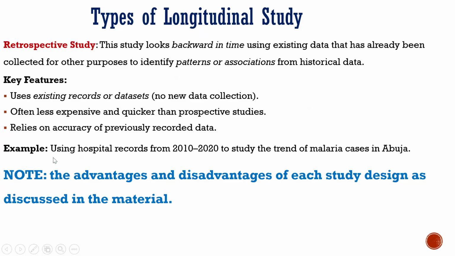Okay, so an example is using hospital records from 2010 to 2020 to study the trend of malaria in a particular city. So these are the major three types of longitudinal study: we have the panel, the cohort, and then the retrospective study. What I want you to note is to know the advantages and disadvantages of each study design as discussed in the material. As you can see, I did not put the advantages, but I believe from the explanations I gave, you will be able to know the advantages and the disadvantages, but you can still check them up and read up on them.